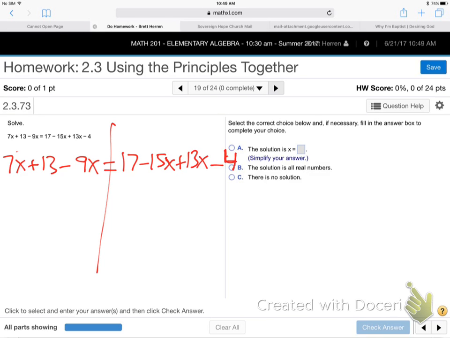So what do you do with x's on the same side? Yeah, so the 7x and the minus 9x, those are on the same side. They just combine, right? Combine like terms. So 7x minus 9x is minus 2x. Good to there. And then on the other side, 17 minus 4, 13. And then minus 15x plus 13x is minus 2x. Exactly.